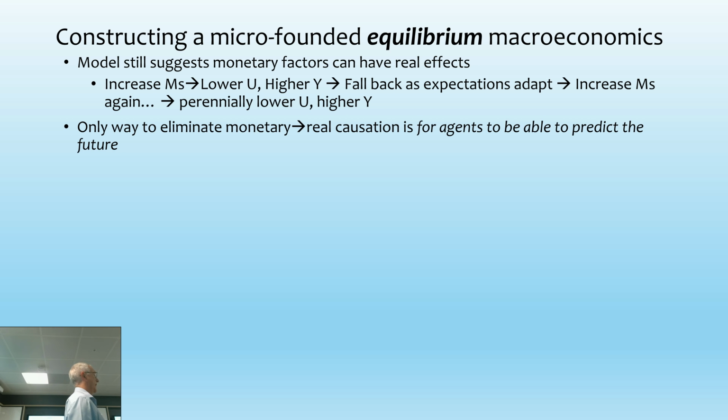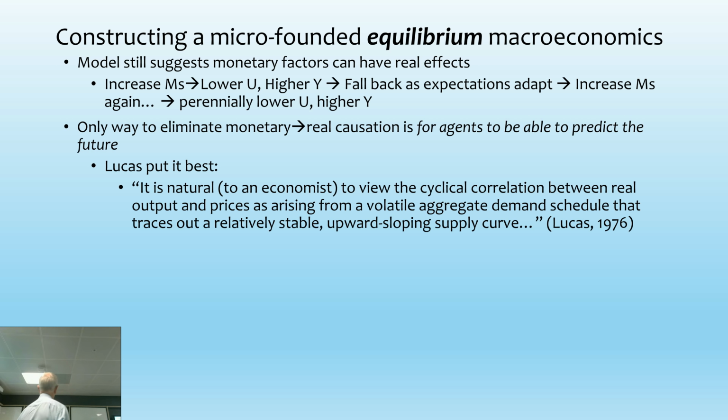Now, if you keep on doing it, you can continuously maintain the unemployment rate below the natural rate. And that's the point of attack for the rational expectations macroeconomists, as they were defining themselves at the time. Here he says, to an economist, see the cyclical correlation between real output and prices from a volatile aggregate demand schedule tracing out a relatively stable upward sloping supply curve.